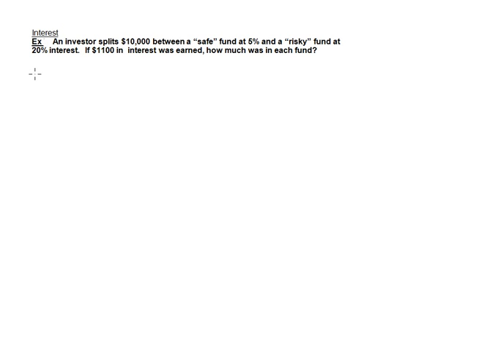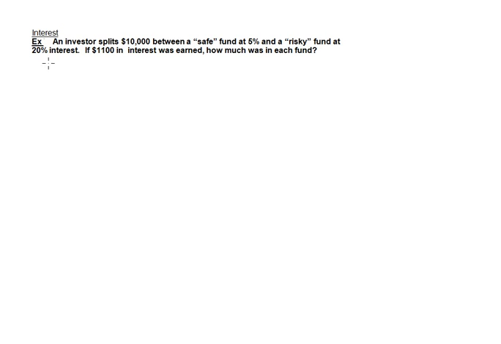In this example, we use a system of two equations and two unknowns to solve an interest problem. So let's take a look at the problem. An investor splits $10,000 between a safe fund at 5% and a risky fund at 20% interest. So that's our first equation, and I'm going to define my two different quantities.